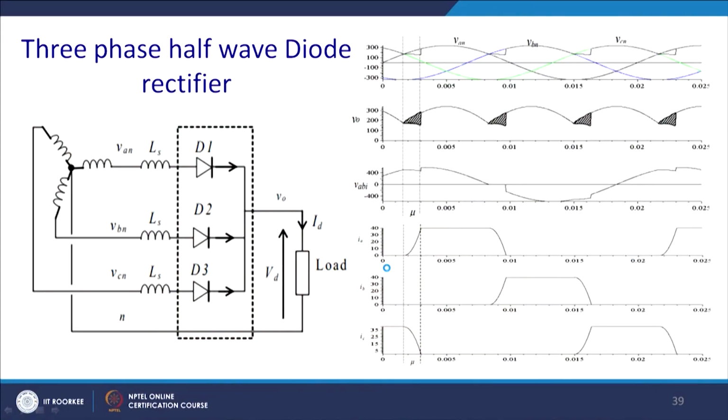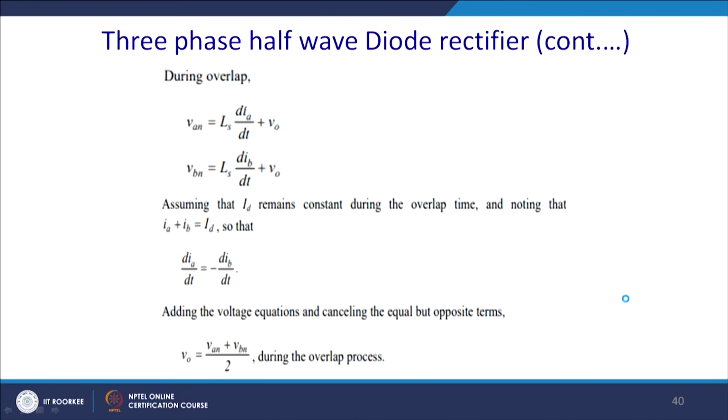Similarly, the same thing can be explored for the 3-phase half wave diode bridge rectifier, and this is the overlapping time. This is IA, this is IB, and the overlapping time is basically the same, and due to this overlapping time you will see a fall in voltage. And similarly, you can do the calculations.